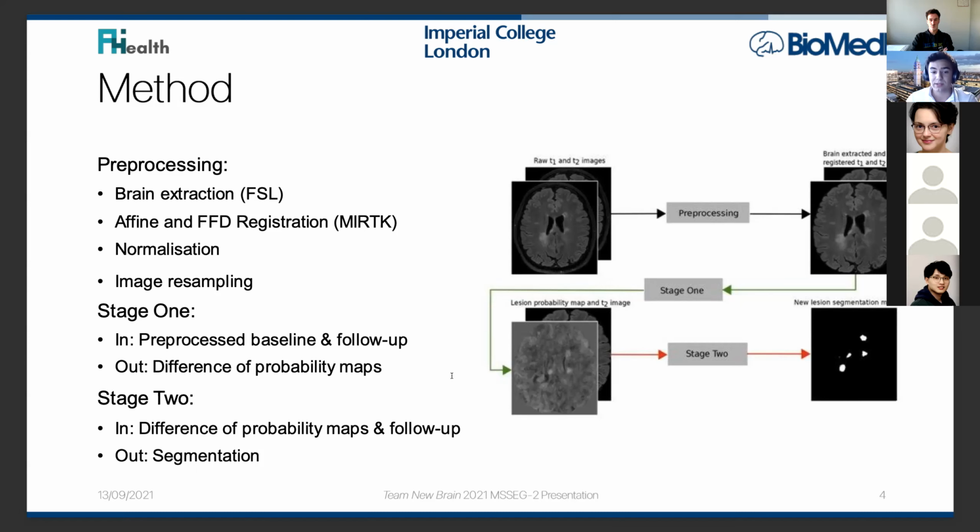Stage 2 of the method was trained using an ensemble of the provided datasets from the MSSEG-2 challenge. The input is the heat map and the pre-processed follow-up FLAIR scan, and the output of the pipeline is the segmentation mask of the new lesions.